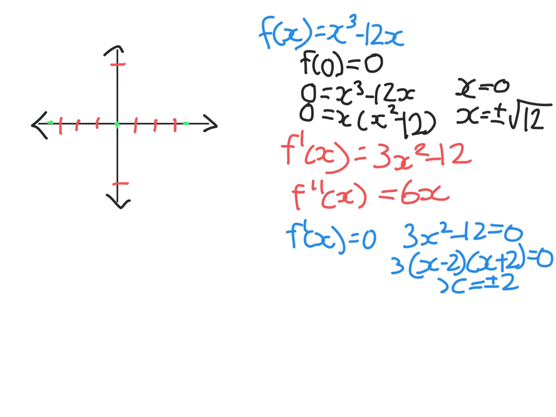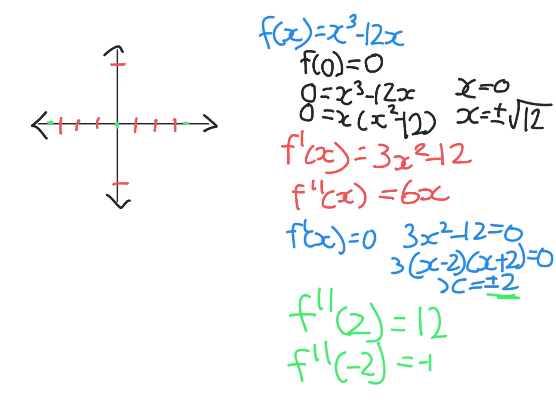What I do with the second derivative test is I substitute each of these values into the second derivative. So the second derivative was just 6x. So the second derivative evaluated at 2 is 12. And the second derivative evaluated at negative 2 is 6 times negative 2. So it turns out that if the second derivative is positive at a stationary point, that actually means you have a minimum. And the opposite is true. If the second derivative is negative at a stationary point, it means you have a maximum.